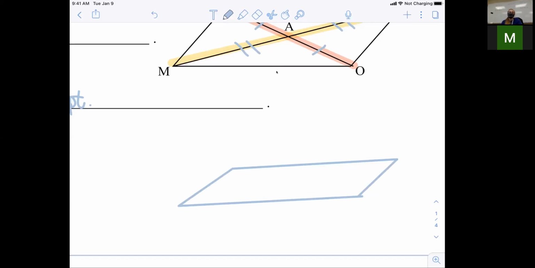That's a parallelogram, right? Are these diagonals? No, that's not what I want. Never mind. Let me try again. I'm gonna have to go backwards. I thought I could do it forwards and I can't.